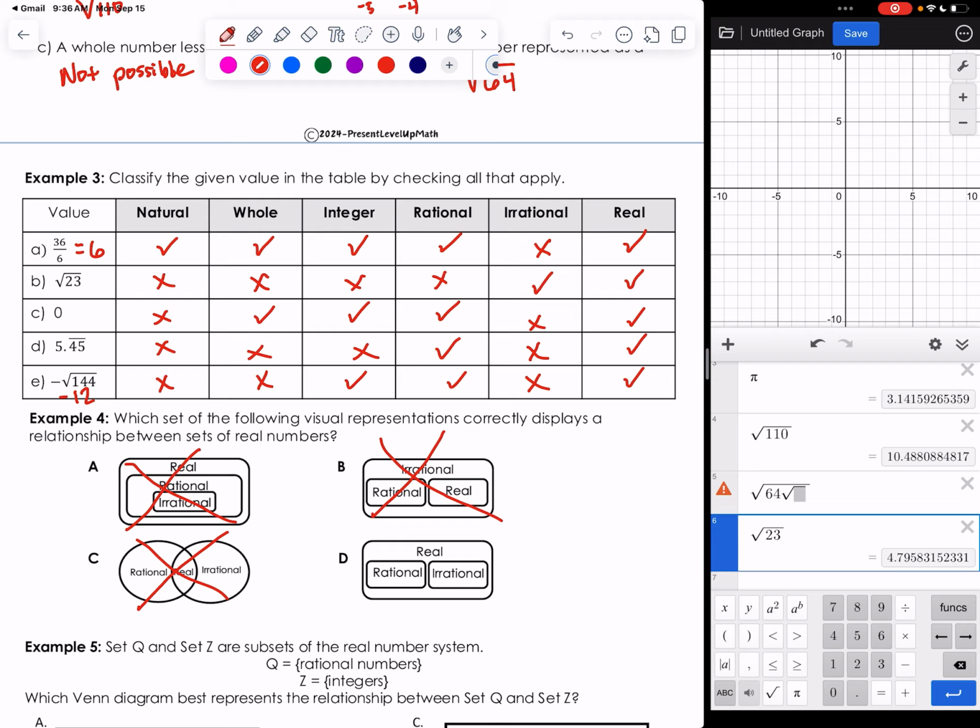So let's look at D just to make sure. We have the set of real numbers, and then we have the rational is a subset, which is true, and irrational is also a subset, and they are separated. So this is our correct answer.